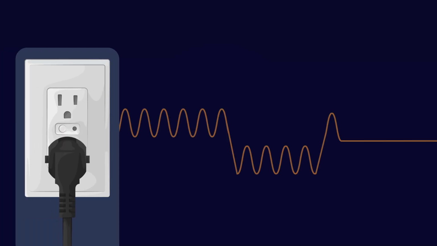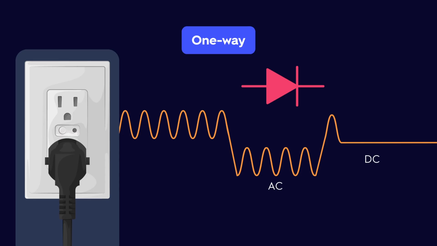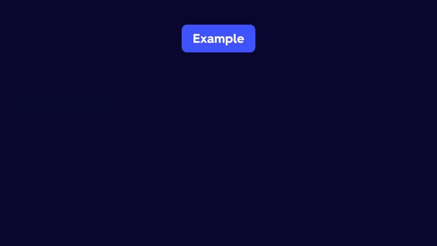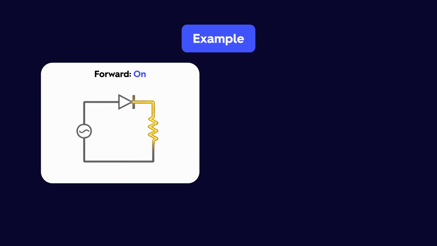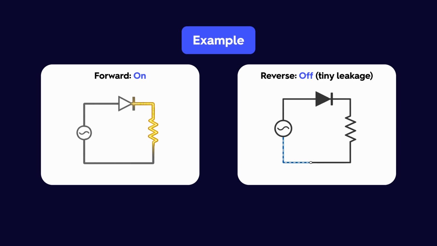This is exactly why diodes are useful. They let current flow easily in one direction, but strongly block it in the other direction, which is a key step in turning alternating current into direct current in many circuits. Imagine a simple rectifier. On one half of the cycle, the diode is forward-biased and current flows. On the other half, it's reverse-biased, and the diode is basically off, aside from a tiny leakage current.